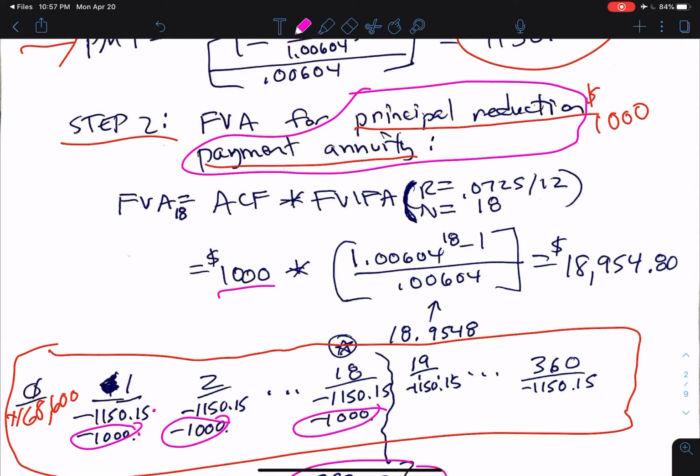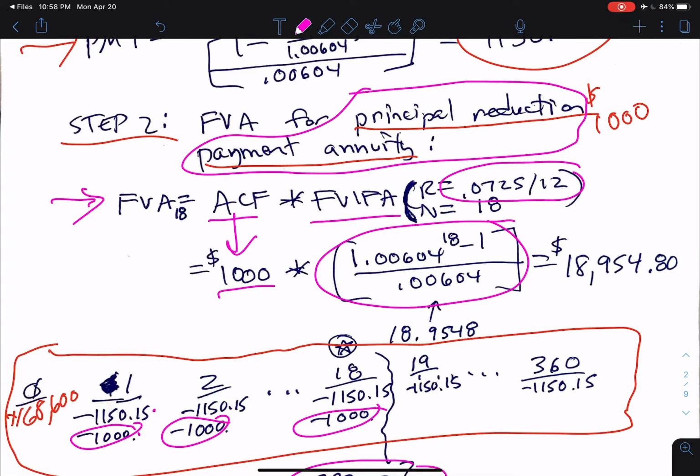Okay, so the future value of the annuity at date 18, the standard formula: future value of annuity is annuity cash flow times an FVIFA. In this case, the FVIFA has an R value of this, and then N of 18, because we're making 18 payments. And the annuity cash flow, of course, is 1,000, and the FVIFA looks like this: 1.00604 to the 18th power, that's 1 plus r to the n, minus 1, over r, 0.00604. And this value right here, by the way, is shown to be 18.9548.